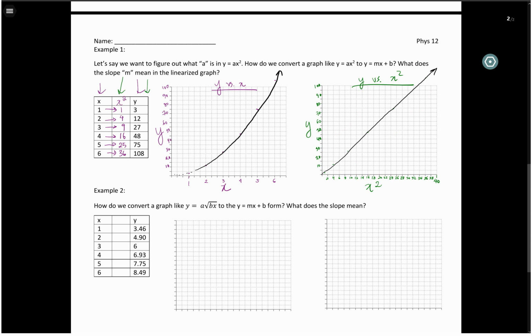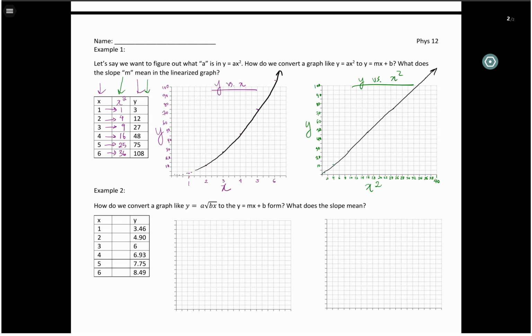Now, here's the interesting thing. On the first graph, when you plotted y versus x, you got a curved line, as predicted by our equation. However, when you plot x squared, as you see in your equation, versus y, all of a sudden you get this nice straight line. Isn't that interesting? Now you might be wondering, ooh, why does that happen? How does that happen? Why does it work?